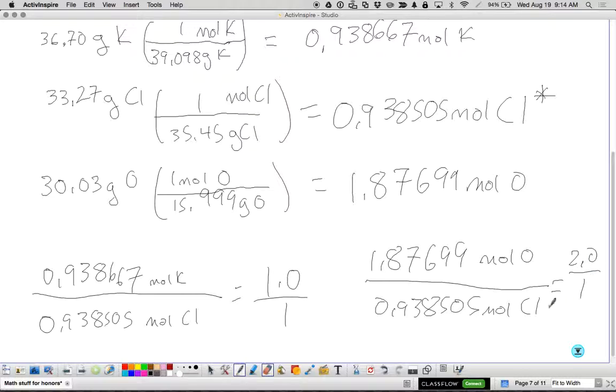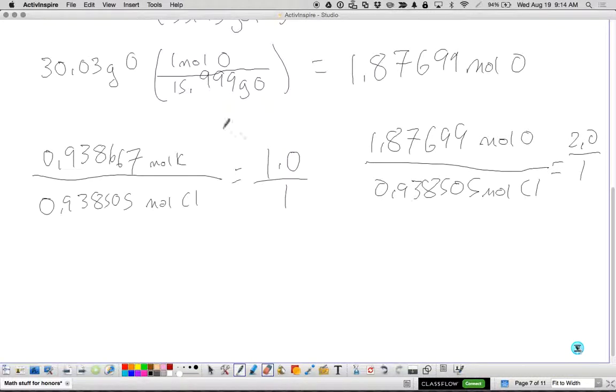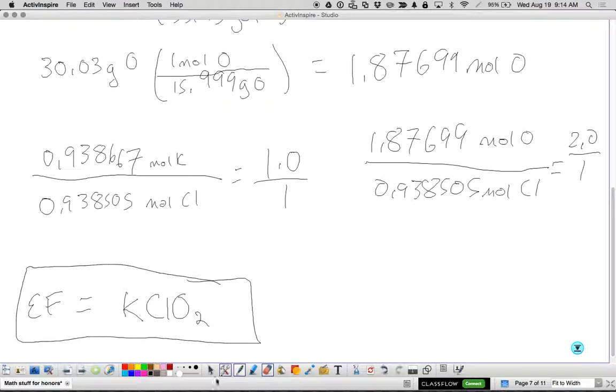So that means that my empirical formula for this compound is going to have a 1 to 1 to 2 ratio. I'm probably going to put the potassium in front, because that's a metal. So that's KClO2, and that's my empirical formula. Okay? So these problems are kind of steppy, but very doable.